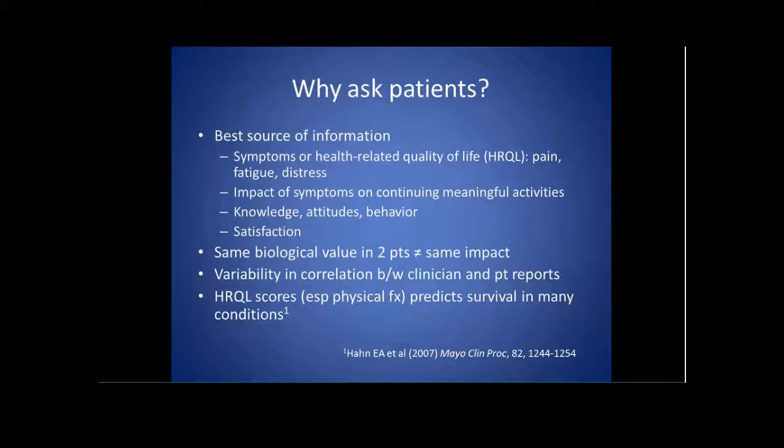Patients provide information about their knowledge, attitudes, behavior, as well as satisfaction, such as their satisfaction with their care. We also know that the same biological value in two patients doesn't equate to the same impact. So you might think about a hemoglobin level, and two patients with the same hemoglobin level may report really different impact of fatigue on their lives. We also know that clinician report is extremely valuable, but depending on what's being assessed, there can be significant difference between a clinician report and a patient report. And because of that variability, it's often helpful to have both perspectives represented. And finally, health-related quality of life scores, particularly physical function, have been shown to predict survival in many conditions.